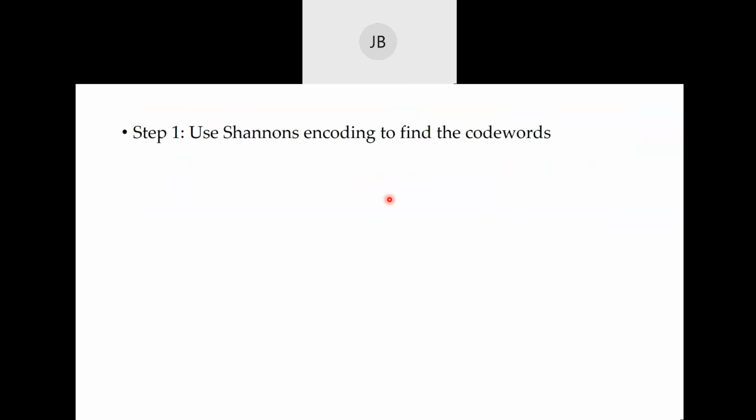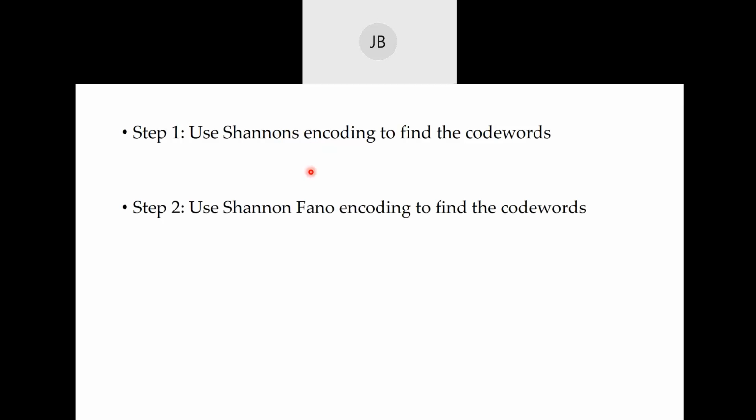So first step, what do we do? We use one of the encoding schemes. Maybe we will use Shannon's encoding. Since we know the probability values, we can use Shannon's encoding scheme. You know how to use it. Using that, we will find different code words for those 6 symbols. In the second step, we will use the Shannon-Fano encoding and also find the different code words for those symbols. Then we will use the Huffman encoding scheme and find the different code words.